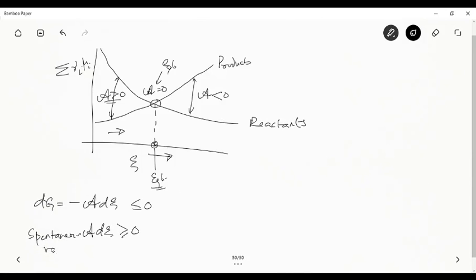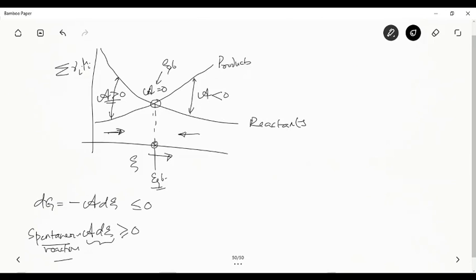Spontaneous reaction. Okay, so if A is positive, then d xi also has to be positive for the reaction to be a feasible process. If A is positive, then d xi has to be positive, and if A is negative, d xi has to be negative. Which basically means when A is positive, the reaction happens in the forward direction, and when A is negative, the reaction happens in the reverse direction.